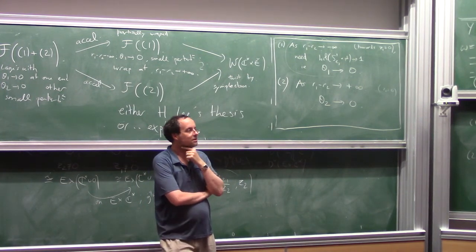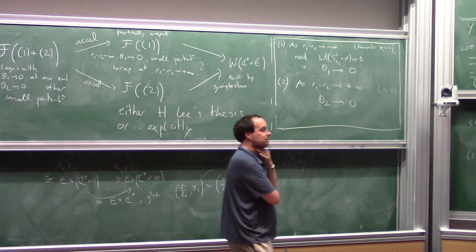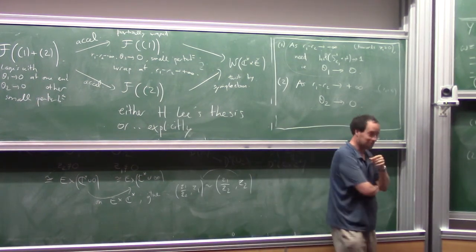Is there any hope to use mirror symmetry to classify type 7 surfaces? That's a good question.